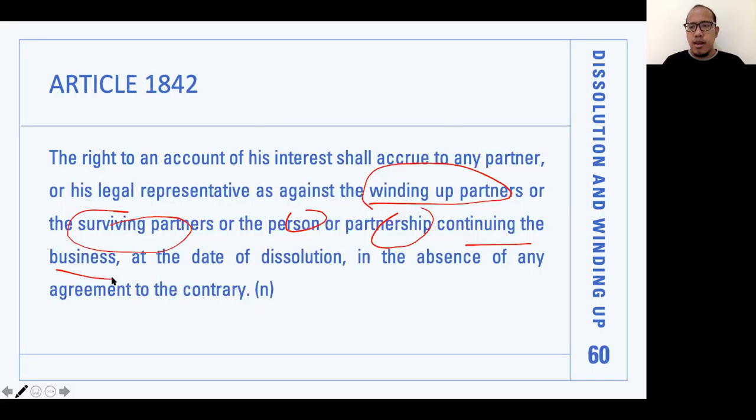Yun na yung dissolution and winding up of the partnership, whether it will lead to liquidation or not lead to liquidation. Okay, natapos din. So for the next lecture video, we will be discussing limited partnership. Okay, next.